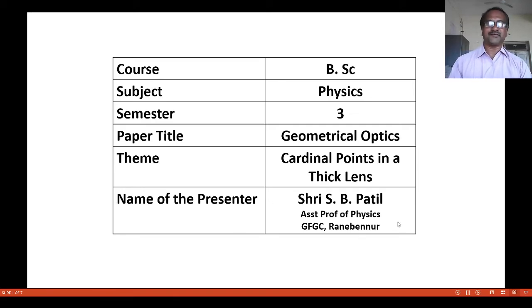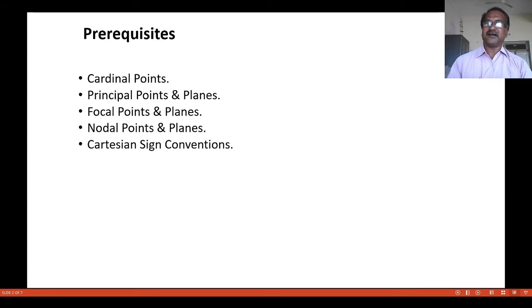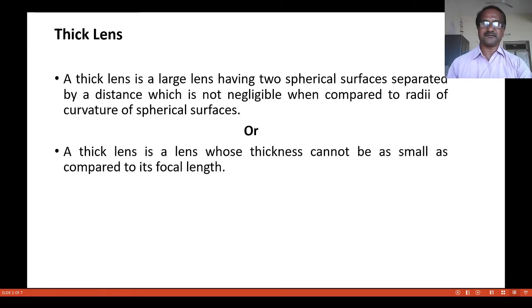Dear students, in this session, let us know about the cardinal points in a thick lens. These are the fundamental things we have discussed in the previous sessions about the cardinal points: the principal points, the focal points, the nodal points, and also the Cartesian sign conventions.